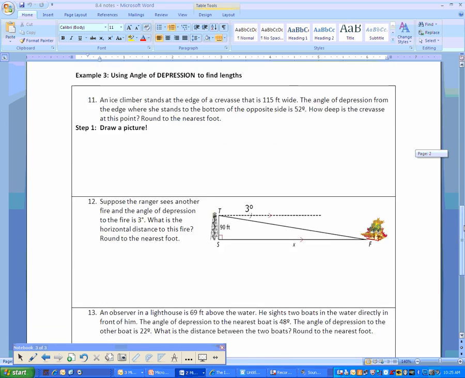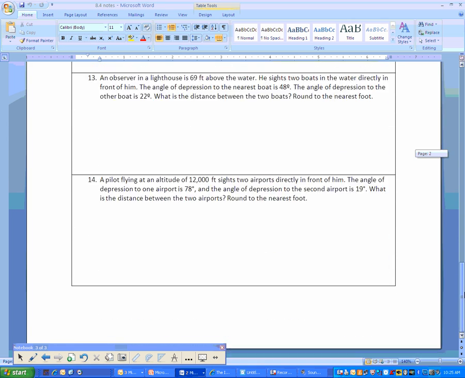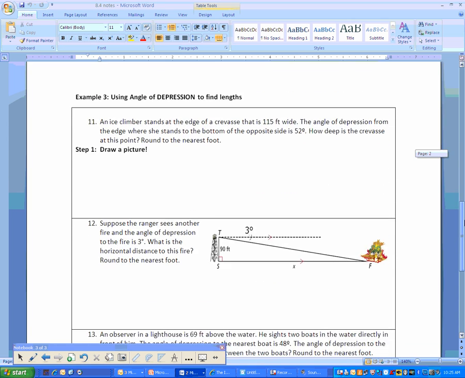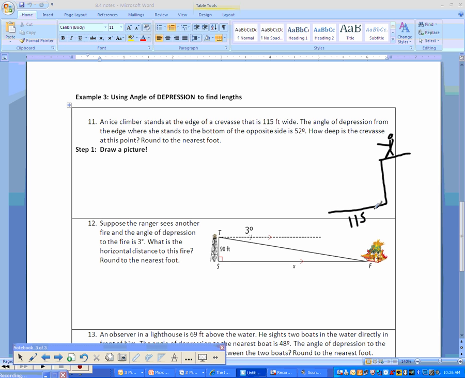There we go. Okay, so these ones are going to be a little bit harder because sometimes we have pictures and sometimes we don't. So let's try this one. An ice climber stands at the edge of a crevice that is 115 feet wide. So we'll be the ice climber here, standing at the edge of a crevice. It's like you're at the edge of a canyon, basically. Okay, and it says that it's 115 feet wide. So I know that this is 115 feet wide.